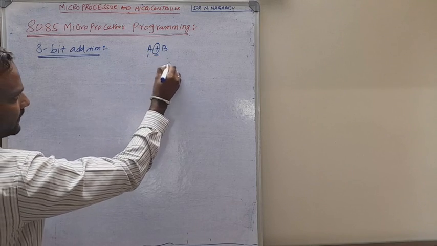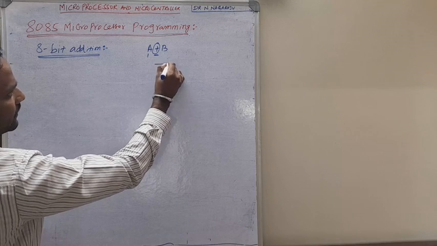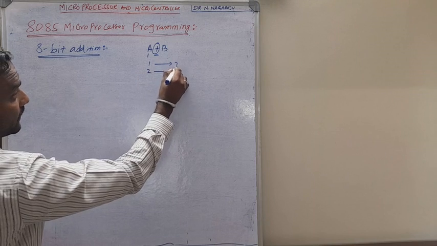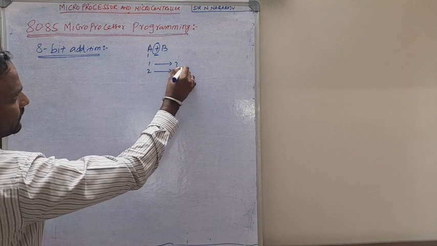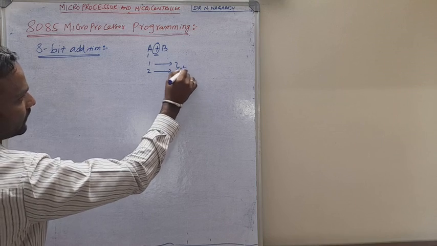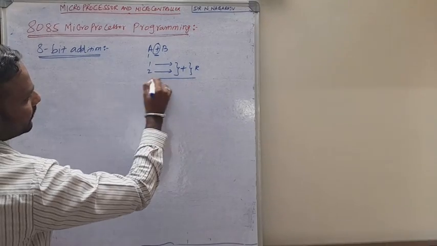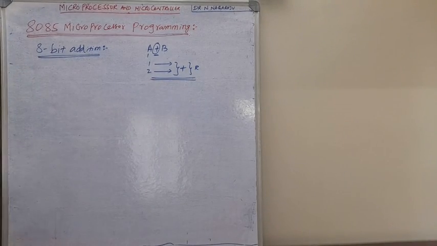First we have to get the input data, that is the first data and the second data. After that you have to process something. Processing is addition. After processing is over, you need to see the result. This is the basic manual operation for any type of addition. Now let's move on to programming.